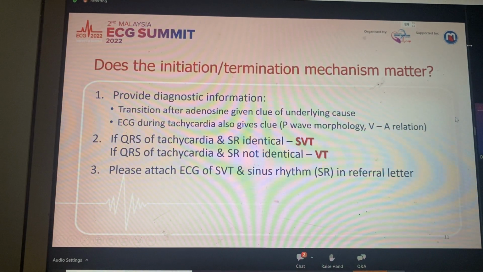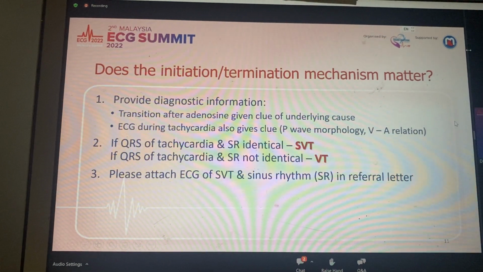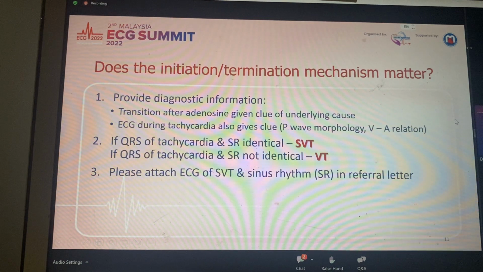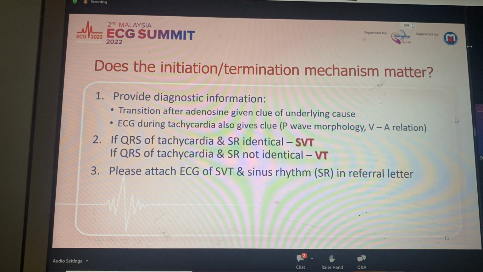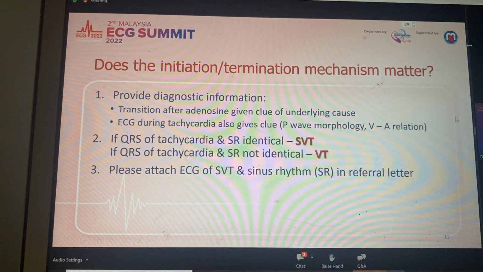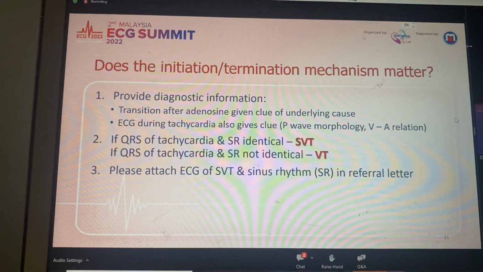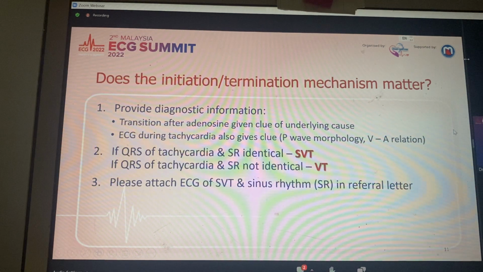So just now I showed you the strips that after we give IV adenosine, there are the responses that we can actually see. Does it really matter? It really matters to those on the receiving end, especially the electrophysiologists, because the response to IV adenosine will give us the clue what the underlying causes are. And the ECG during the tachycardia, especially the P wave and the ventricle, the V and the A relationship, will give us more clues.